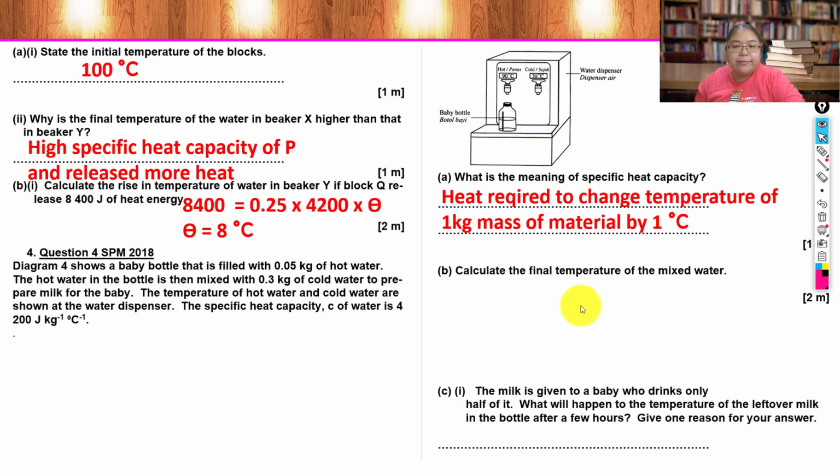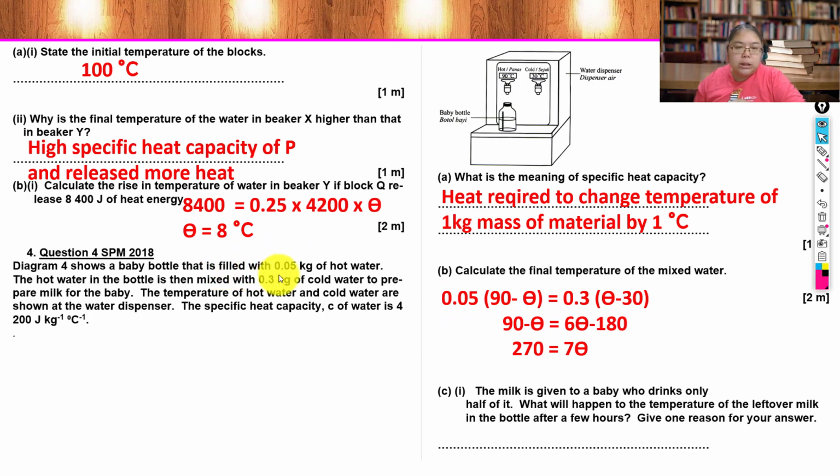Okay, now we need to calculate the final temperature of the mixture. That means we need to use the formula mcθ = mcθ. So from here I show. First one, mcθ. The first m is how much water? Hot water, 0.05. c is the same because both are water, so c we can cancel to each other. θ is the change in temperature. So the final temperature is surely less than 90. Agree or not? Because your hot water is mixed with the cool water, the final temperature is surely less than 90. So I take 90 minus θ.